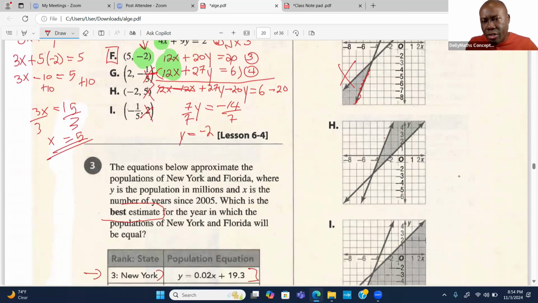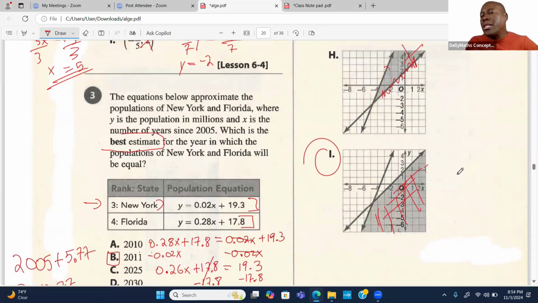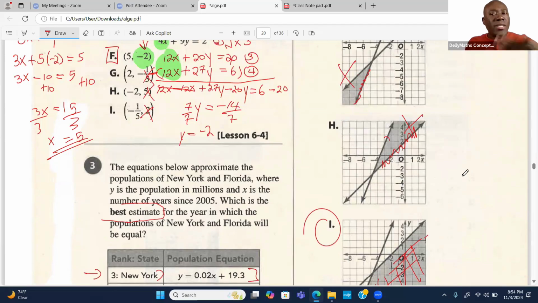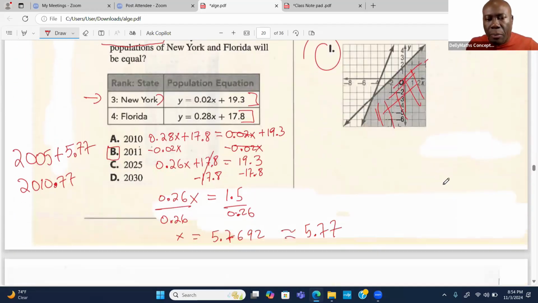For this one, this is good, but for this one, the shading is above the line, which is incorrect. Now, when I look at I, this is the solution because this shading is below both lines. Both those inequalities were suggesting that y was less than. So we're expecting the shading to be below both lines. So that would have topped it off for that.